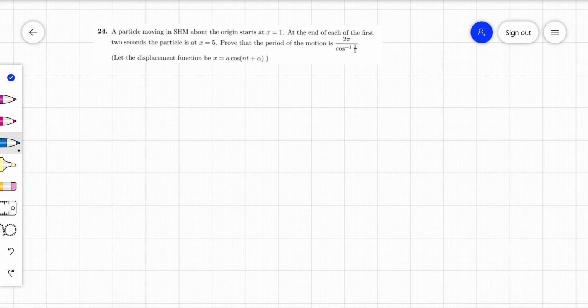Okay, so we're told to use the displacement function x equals a cos(nt + alpha) to solve this. So what conditions are we given? We're given x equals 1 at the beginning. So the beginning would be t equals 0, which means 1 equals a cos alpha. Also at the end of the first and second seconds, the particle is at 5.